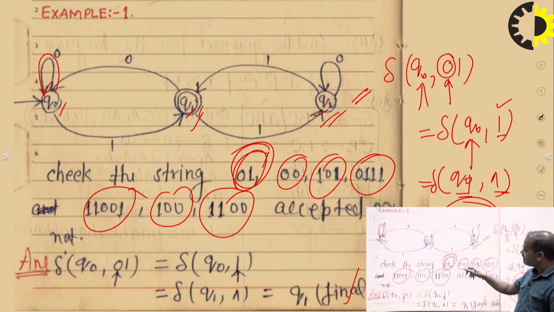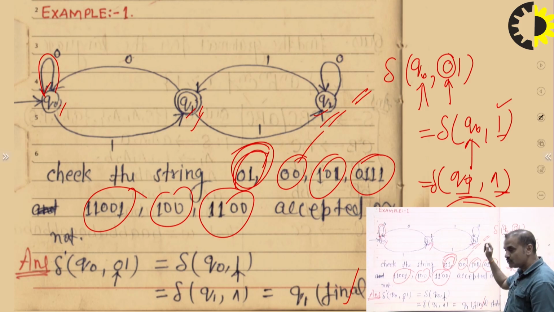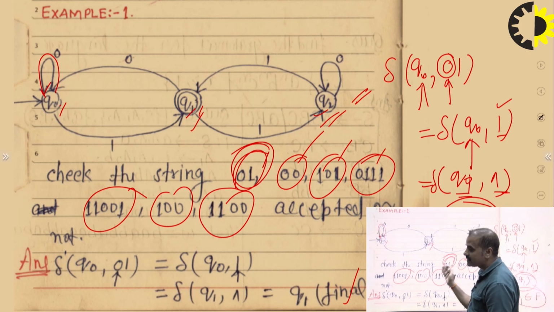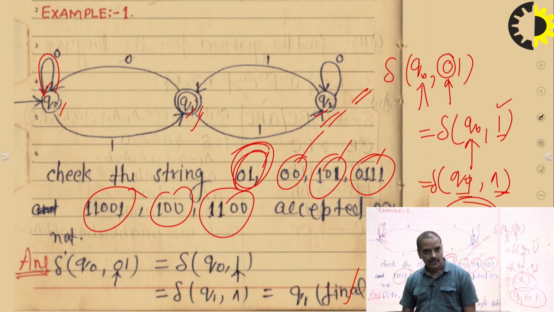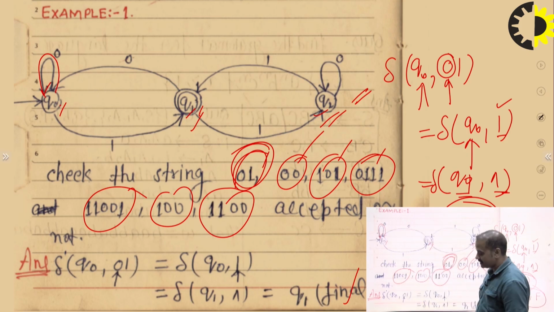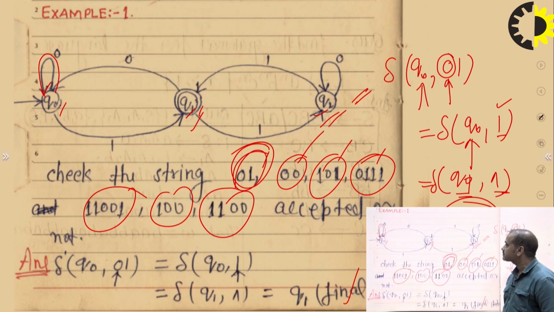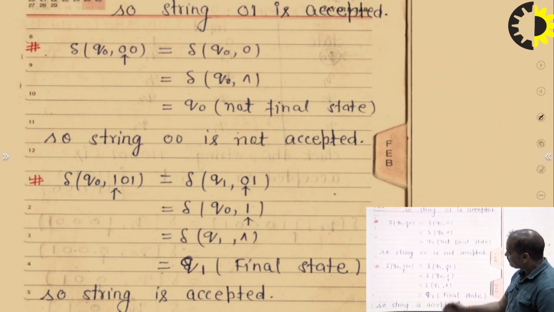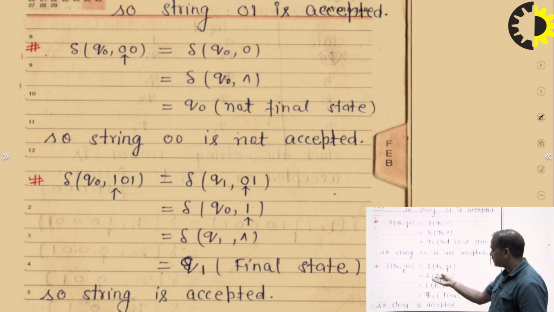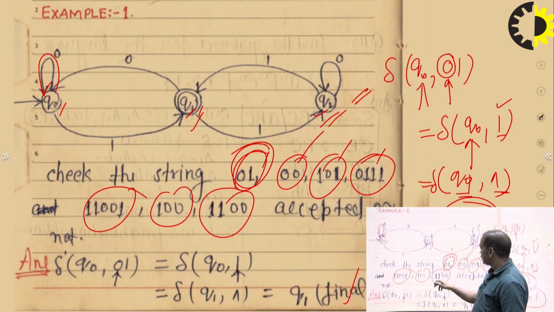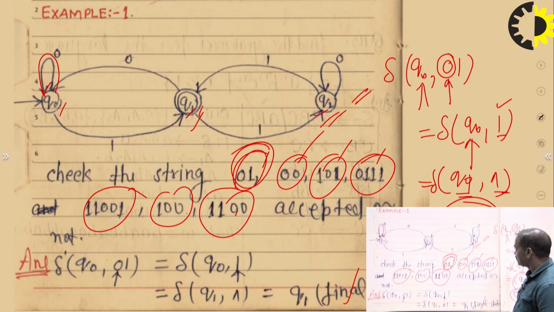In the same way, we have to check 00, 101, and 0111, to see whether these strings are accepted by the given automata or not. Do practice of this question. I am coming to the next question. This is the solution of the previous question, which we mark here: 00, 1100.